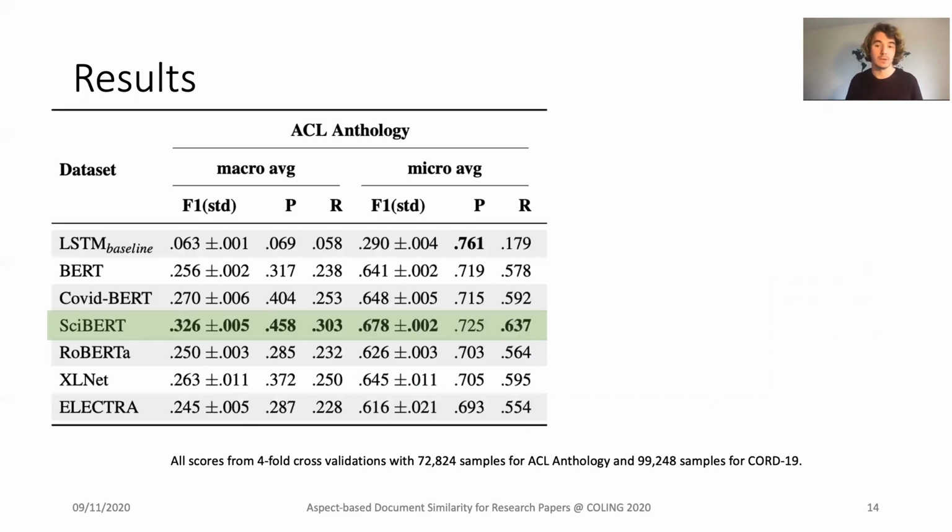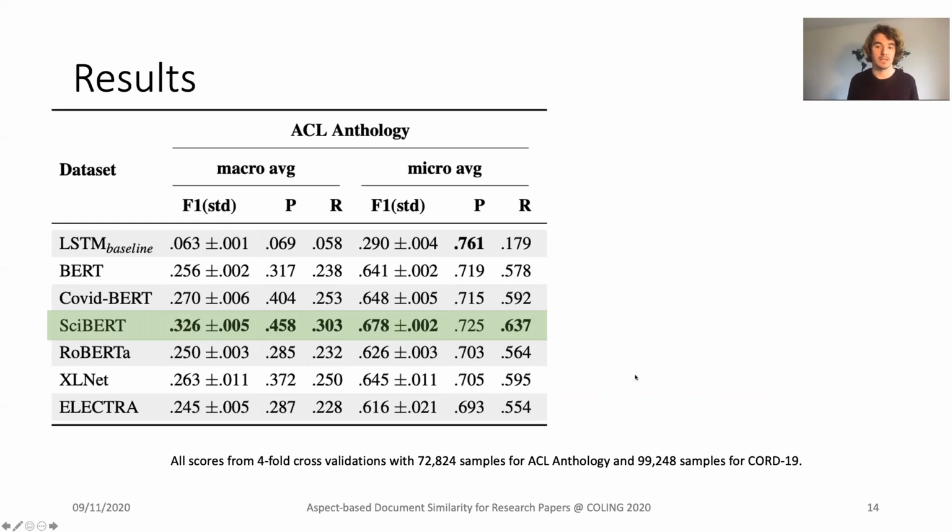Okay, let's look at the results. So we evaluated the systems in a 4-fold cross-validation. The total dataset size for ACL was approximately 70,000. For CORD-19, it was around 100,000. We report F1 score, precision, and recall. Also for the F1 score, the standard deviation, and both as macro average and micro average.